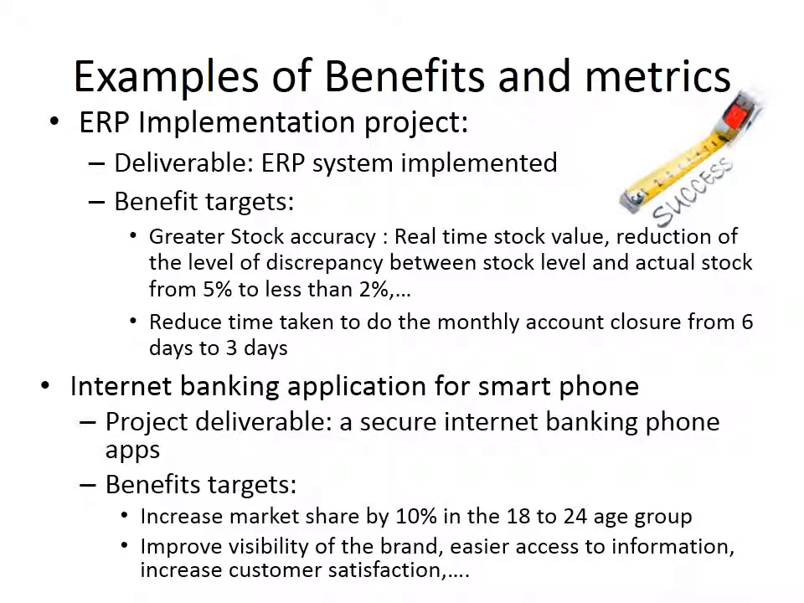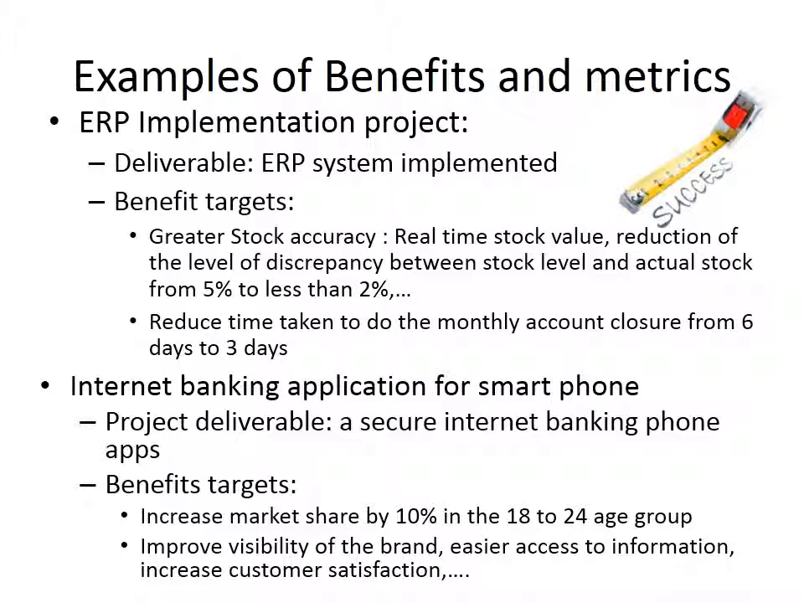I'll give you another example, quite different, in developing an internet banking application for smartphone. Obviously the deliverable is a secure internet banking phone app that works, but what would be the benefit target? You can have a benefit target like increase market share by 10% in the 18 to 24 age group, improve visibility of the brand, easier access to information, increase customer satisfaction.